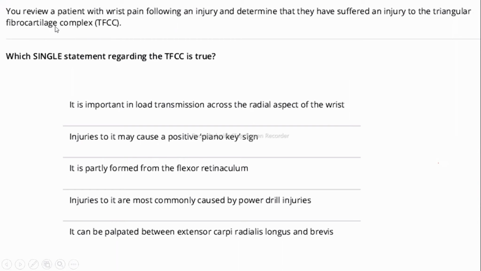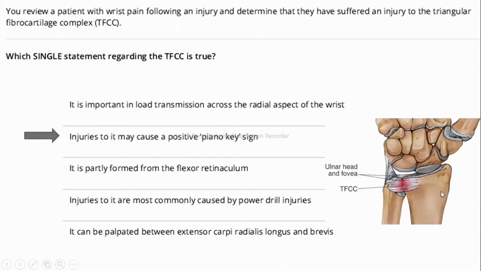This one is not common in the exam, but it can be the triangular fibrocartilage complex, TFCC. What does it mean? Between which bones? Between the radius and the ulna, the radioulnar joint. So here they can ask you regarding injuries. It may cause which sign? Piano key sign. What does it mean?